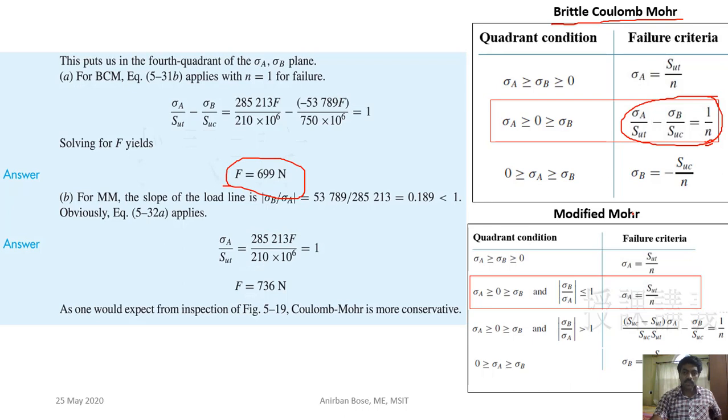Similarly, for the modified Mohr theory, you will find that your condition is satisfying this one, and this ratio is less than or equal to 1. That is why this is the condition that you have to use, and considering n equal to 1, you are getting F equal to this. So here you see that Coulomb Mohr is more conservative. Okay, this one is more conservative.